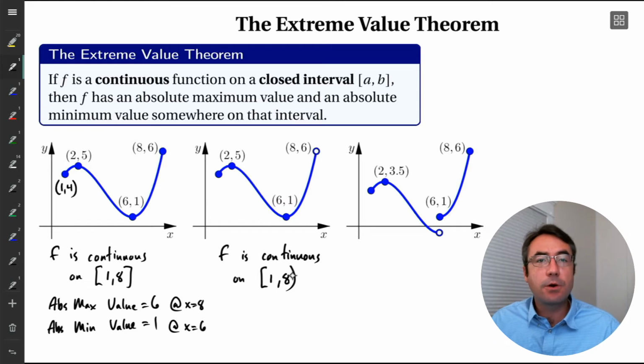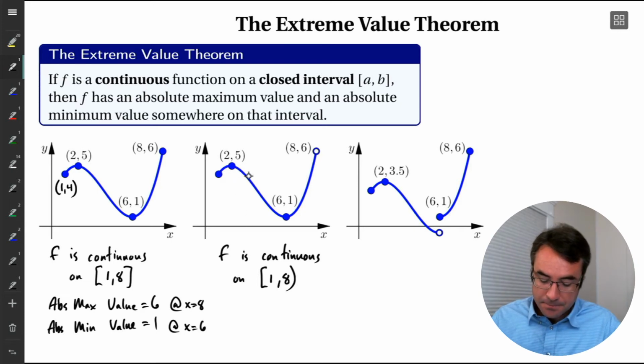So this is no longer a closed interval, so all bets are off. This theorem doesn't tell us anything then, because it's not a closed interval. And let's just see what happens though. So this might not have anything, or it might have everything, or it might have some, only one or the other. So we just have to look and see what's going on. But this theorem doesn't tell us anything.